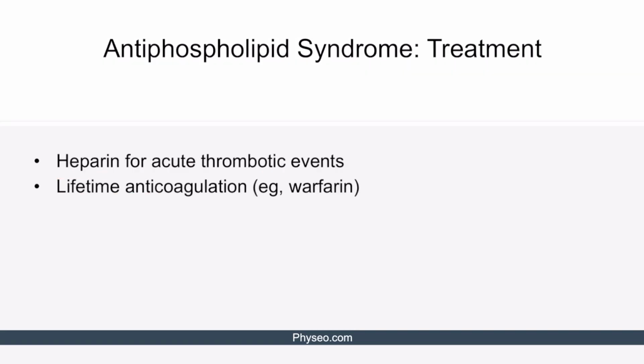Since patients with antiphospholipid syndrome are at high risk for arterial and venous thrombosis, we use heparin for acute thrombotic events. These patients also need lifetime anticoagulation with medications like warfarin.